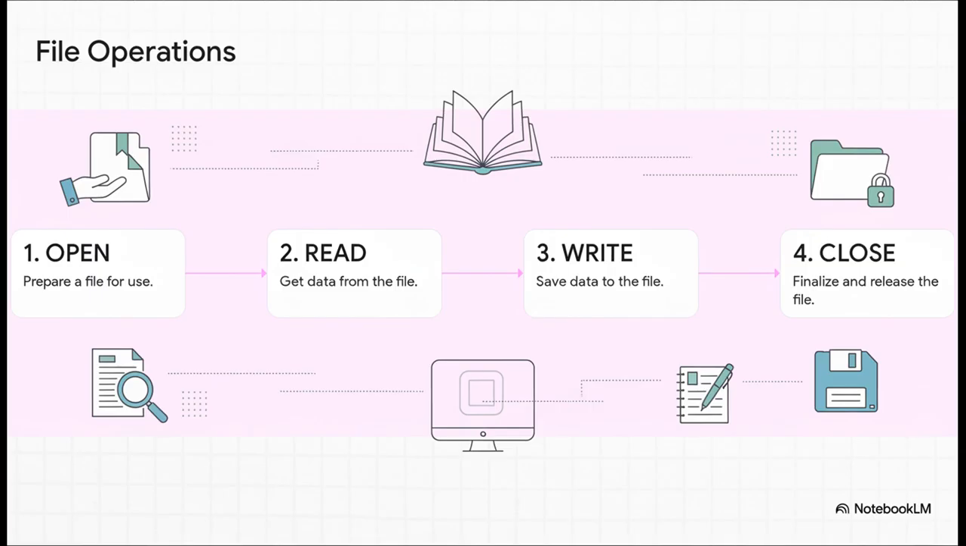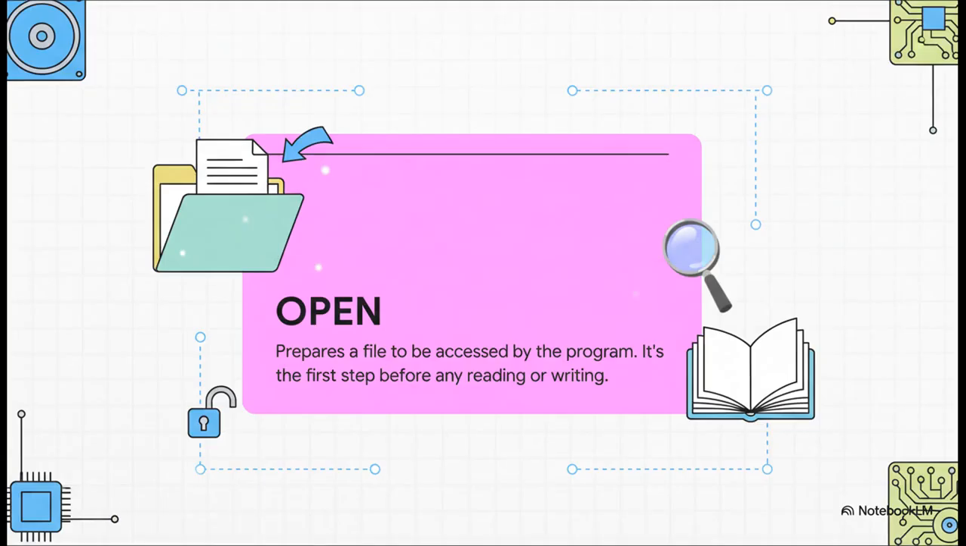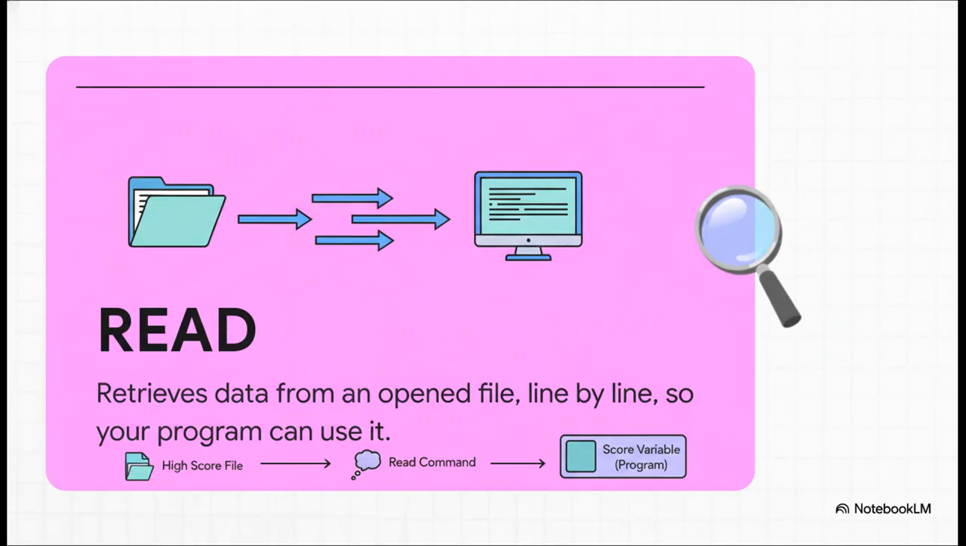So, let's break them down. First up, you have to open the file. This command is basically your program saying to the computer, hey, I need to use this file right here. It's like taking a book off the shelf and cracking it open. Until you do this, your program literally can't see what's inside or add anything new. It's step 1, always. Next up is read. So once the file is open, this is how you pull information out of it and into your program. Want to load that old high score? You'll use a read command to grab it from the file and pop it into a variable so you can actually use it.